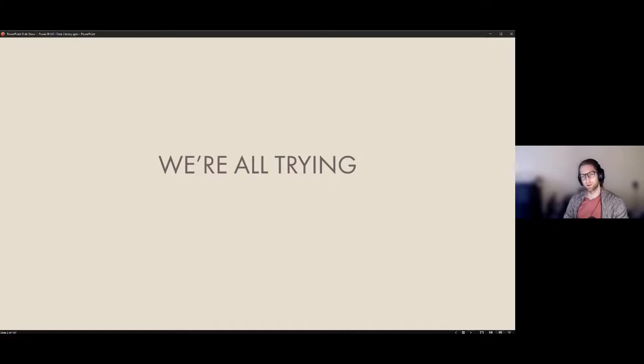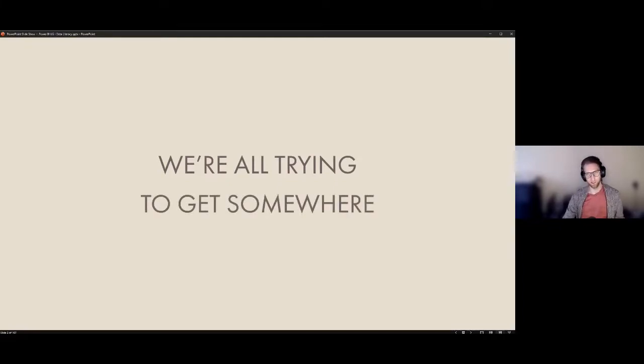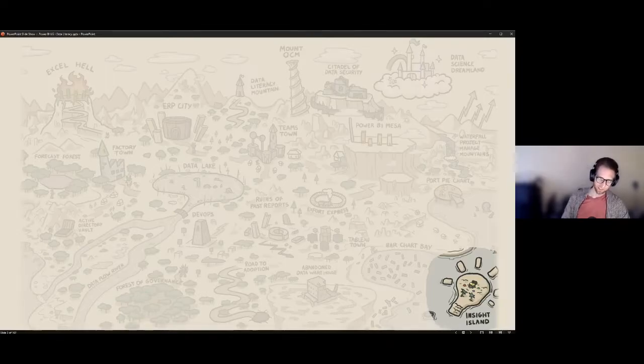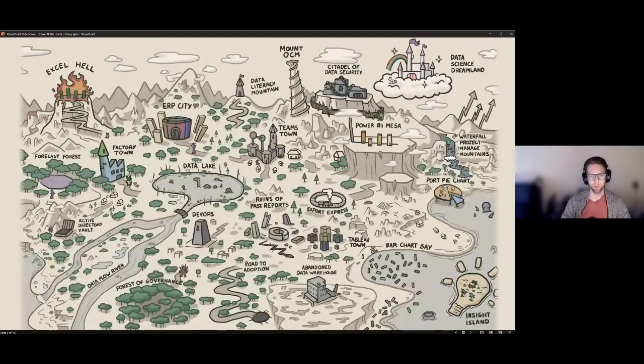So we're all trying to get somewhere, right? That's why we work with data. That's why we build data solutions. We're trying to get to this coveted place known as Insight Island. It's the place where data becomes value, where solutions drive action, and where our business is really data-driven. But in order to get to Insight Island, we have to make a perilous journey, crossing a landscape that's full of all kinds of monsters, a lot of monsters.